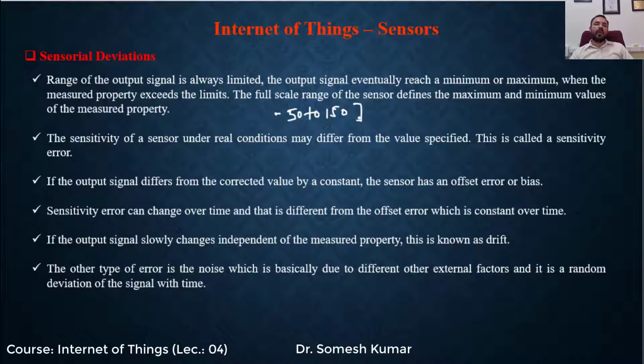Fine. In all the cases, if we are saying resistance is 1.1 ohm, and the next 10 degrees Celsius is increased, then it again increases up to 1.1 ohm. If this change is fixed, that is called the offset error or the bias. Next, if the output slowly changes independent of the measured property, this is called the drift. So basically your sensitivity error can change over time, and the offset error is constant over time.